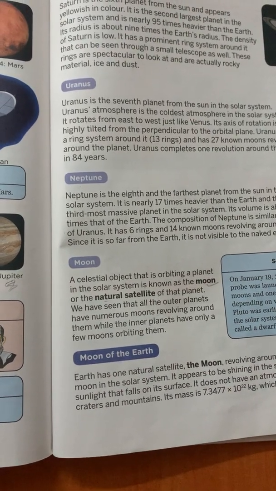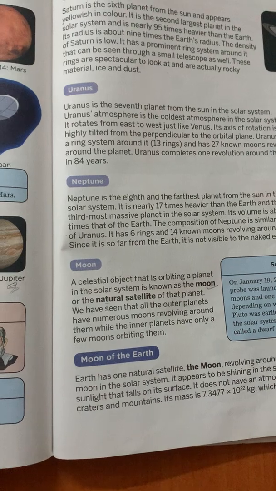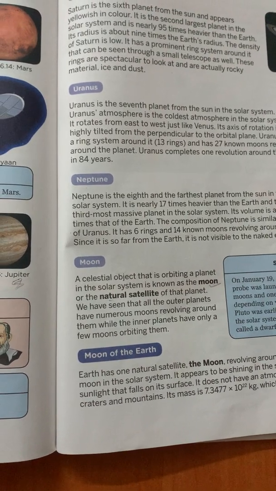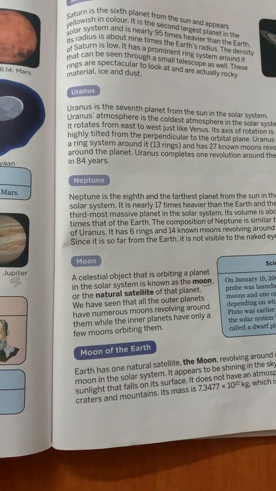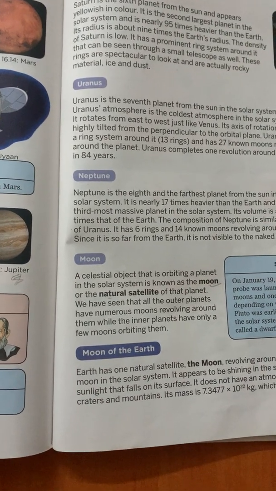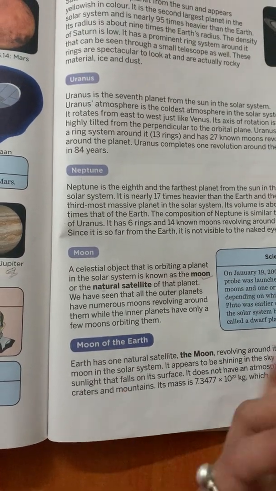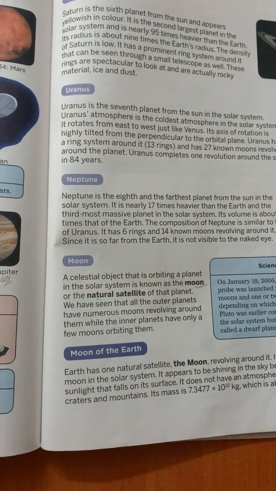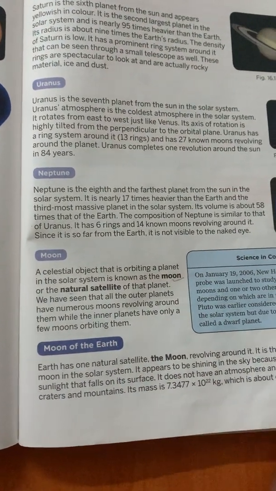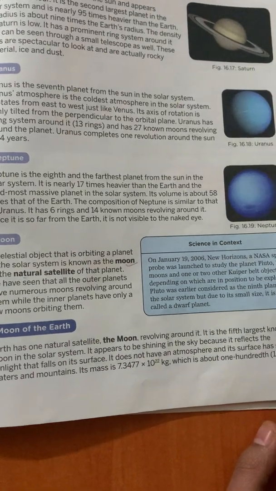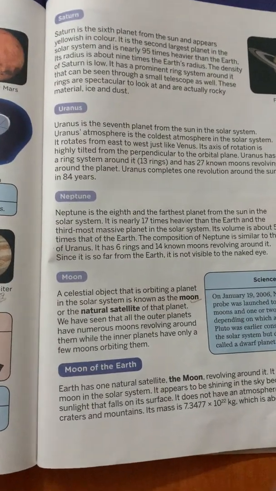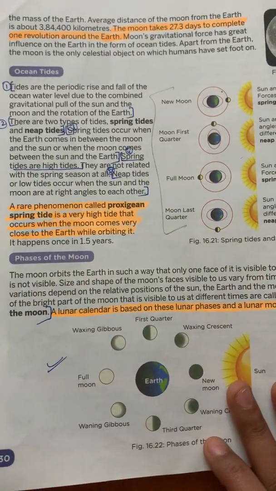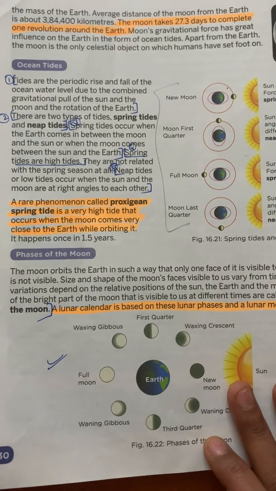There are numerous moons revolving around the outer planets, while the inner planets have only a few moons orbiting them. Earth has only one natural satellite, the Moon, revolving around it. It is the fifth largest moon in the solar system. Next we'll be talking about tides.